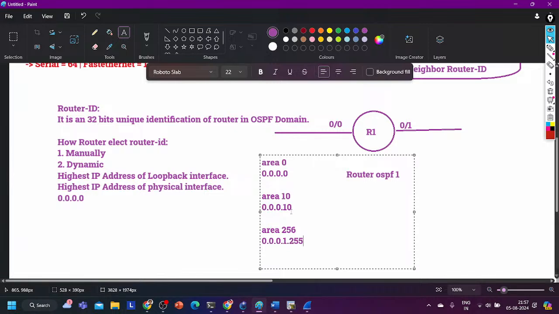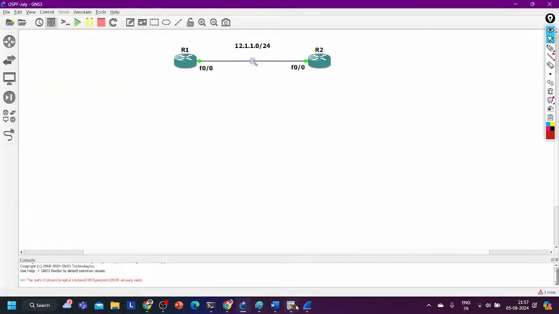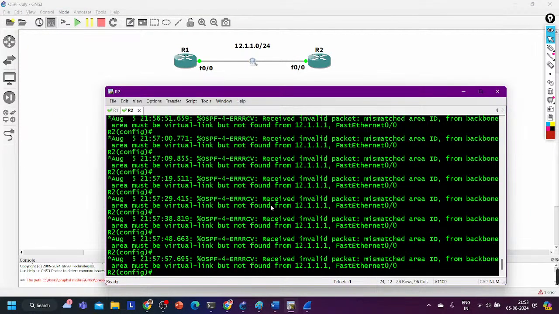0.0.1.255. Getting my point? If I am saying area 257, so router is going to represent like 0.0.01 dot 1 dot or 2 dot 2.255, like this. Got it? Okay. Now I'm going to correct the area ID here.